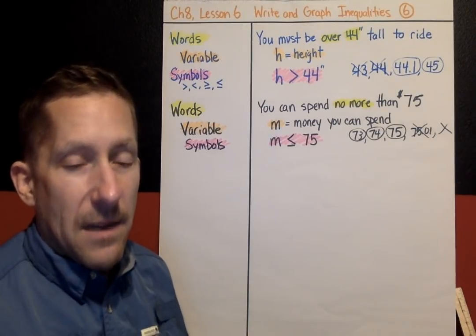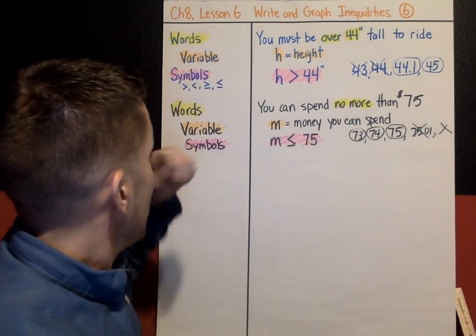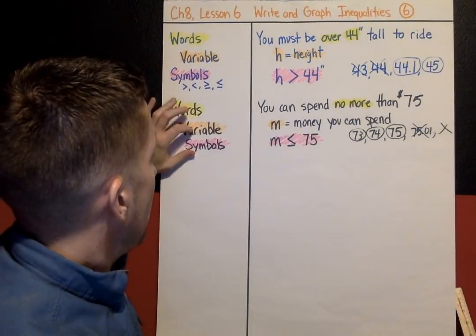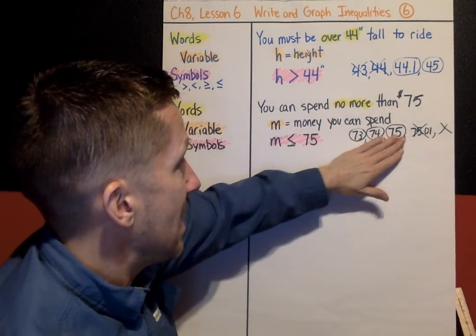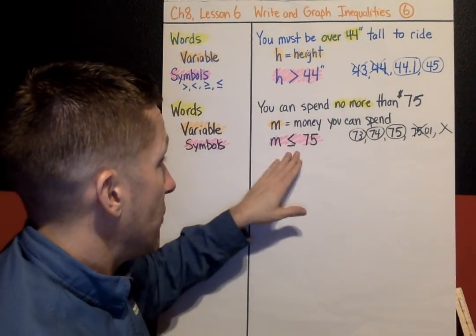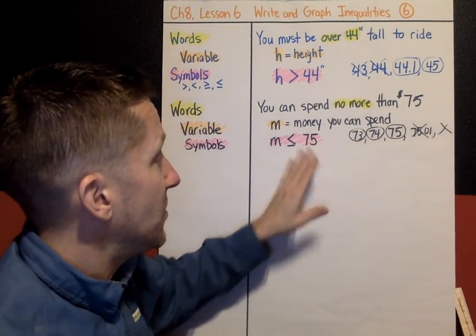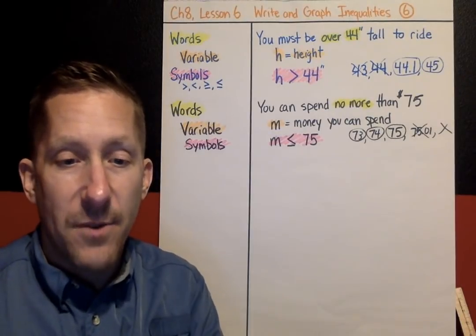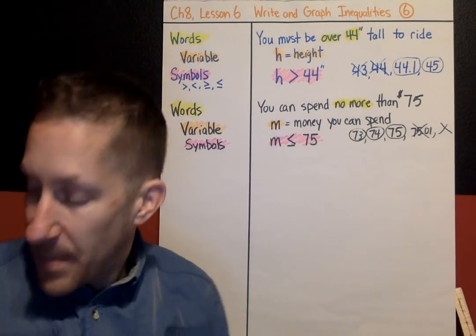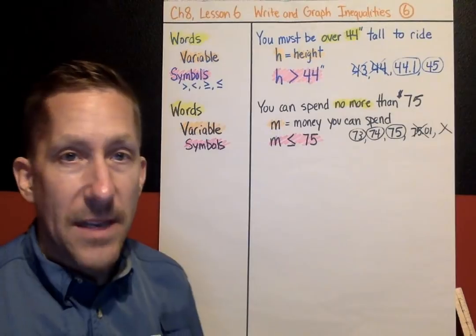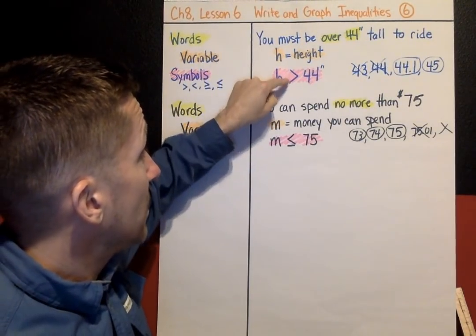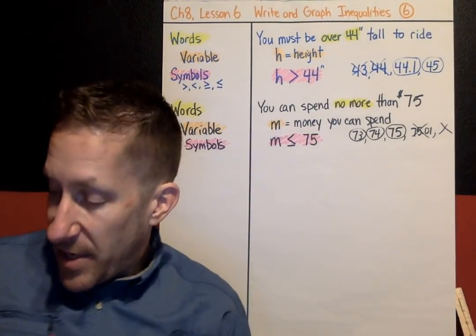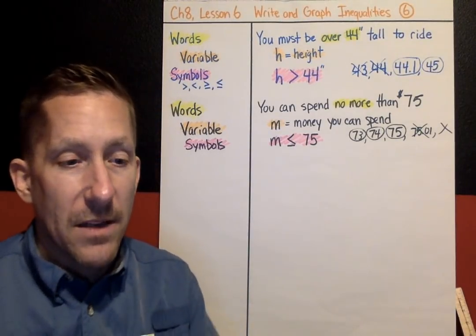So today, when you're translating, the steps are: assign a variable and then write down numbers and figure out would they work or not. Try to come up with the inequality and then test your numbers to see if they work. And you might have to adjust. Okay, so that's the first part. That's writing inequalities. That's what we just did. Next, we're going to switch gears and talk about graphing inequalities.